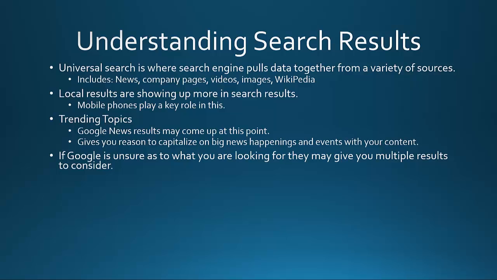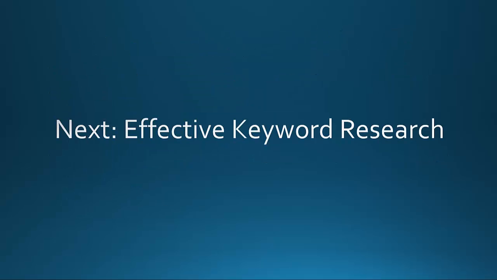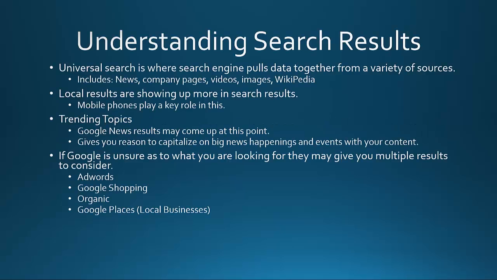Those are things just to understand, but you could create content based on trending topics and news stories. If Google is unsure what you're looking for, they may give you multiple results to consider. So you may find that the AdWords show up, Google Shopping ads might display, organic results, Google Places, like local businesses, will show up. You're going to find all kinds of different things within your searches. You're also going to find maybe news topics come up, and that's if Google's unsure.